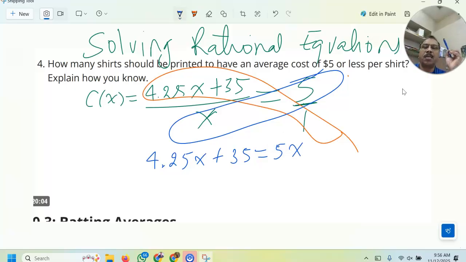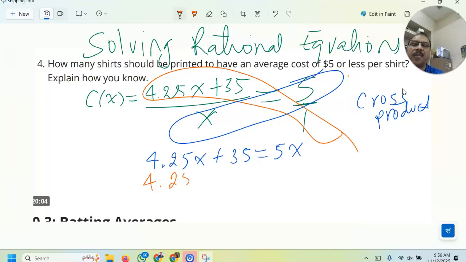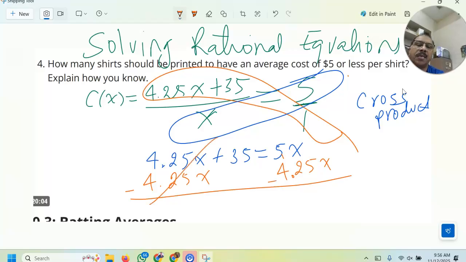Okay, so the first step is to use the cross product, and after that you solve for x. So subtract 4.25x from both sides, because you need to get the variable on one side. I'll take it to the right side, because 4.25 is smaller than 5. So we can subtract. When you subtract, this whole thing goes away and you get 35 equals.